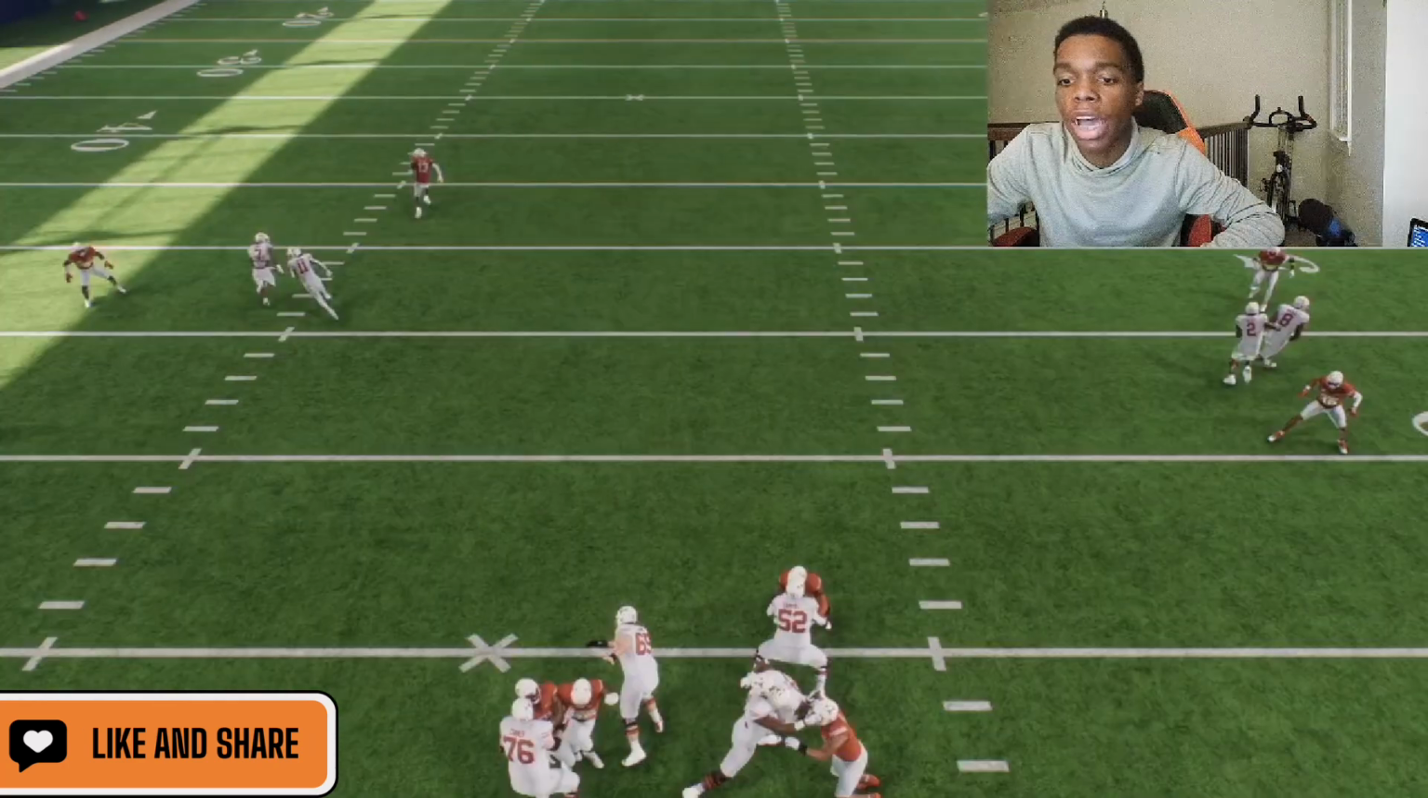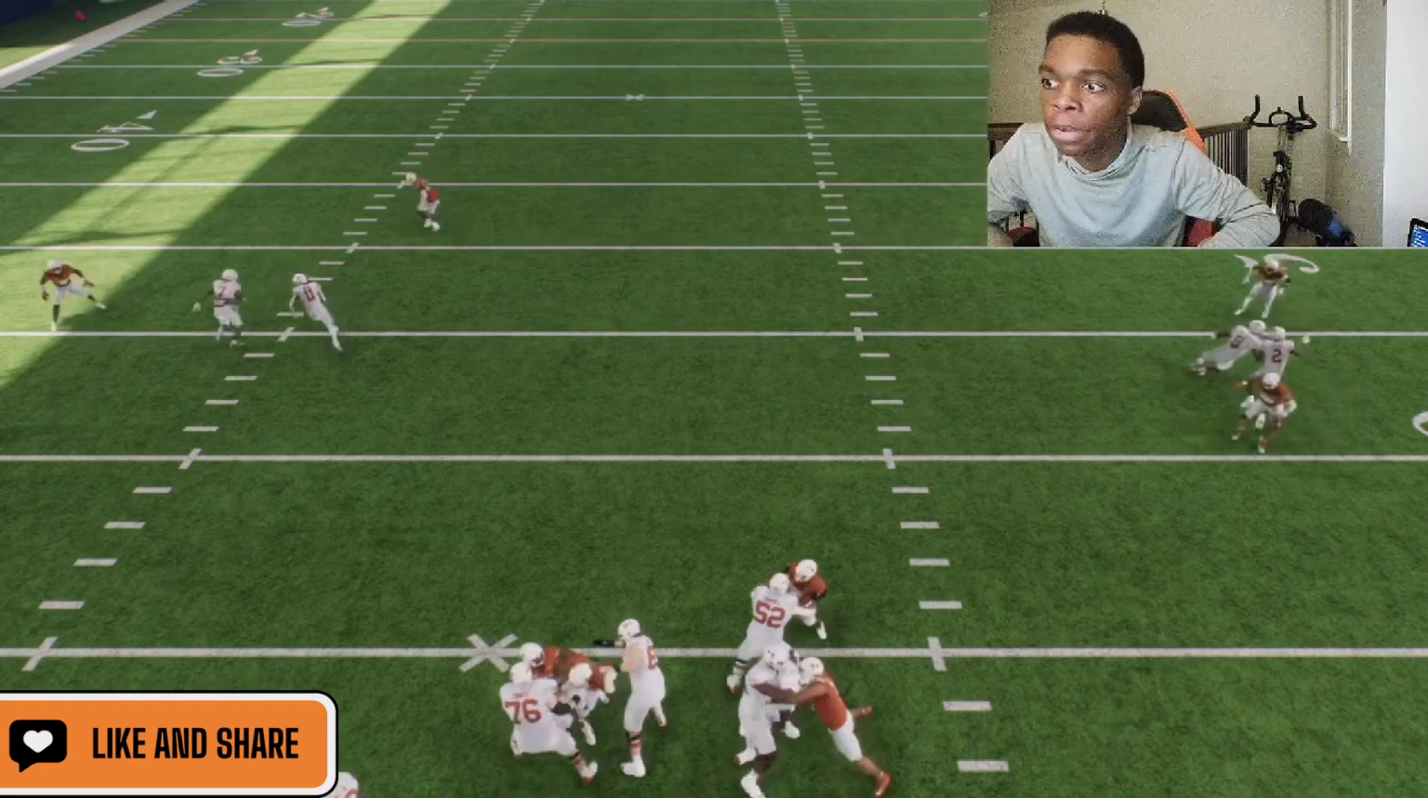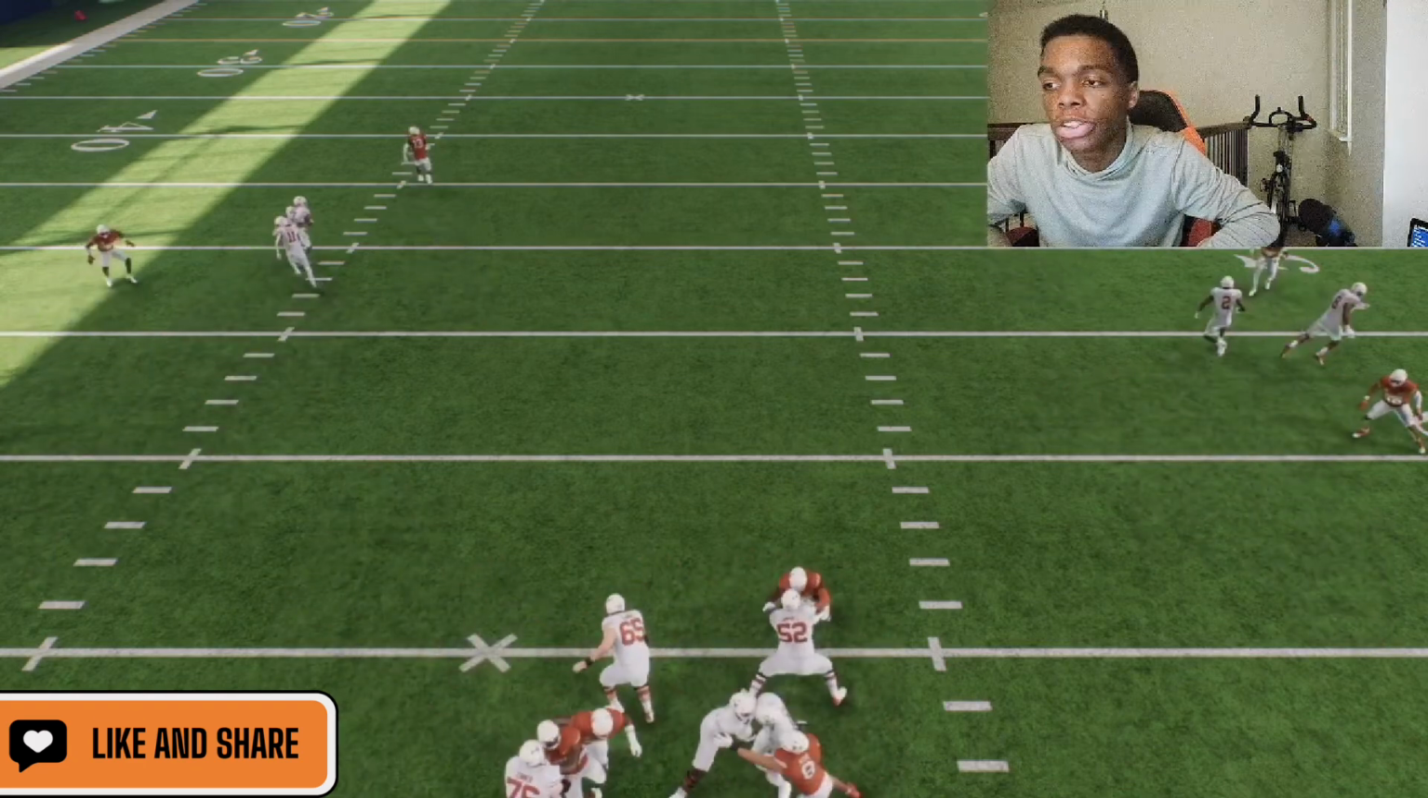And that's why not everyone can just run this double Mable coverage, because there's going to be times where good offensive players are going to beat it by just throwing the ball over the middle of the field. That's how you beat this defense, if you guys were curious, and that's what people are going to try to do versus you.